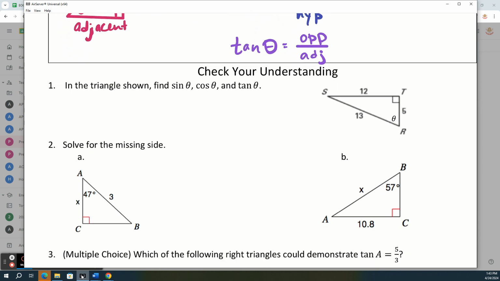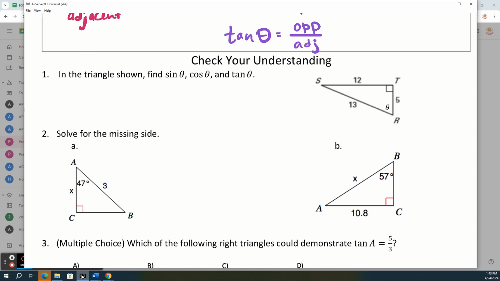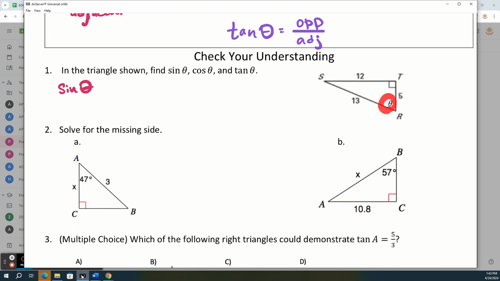Okay, so let's do some of these problems. On number 1, in the triangle shown, we're going to find the sine, cosine, and tangent of theta. So theta is this angle right here. If I'm going to find the sine of that angle, what 2 numbers would I divide? Right. This is opposite of theta, and this is the hypotenuse.